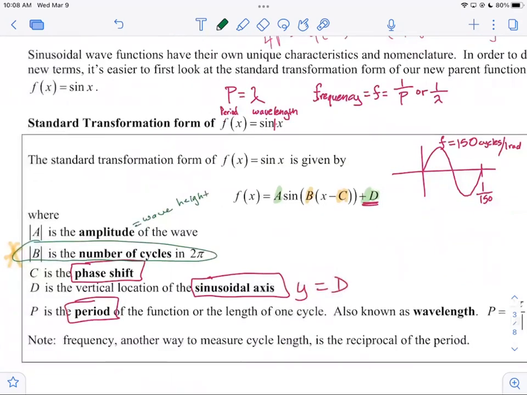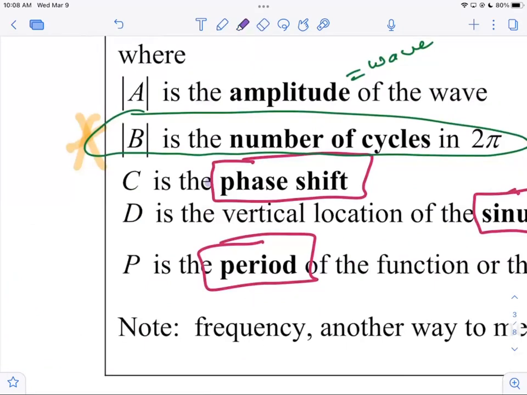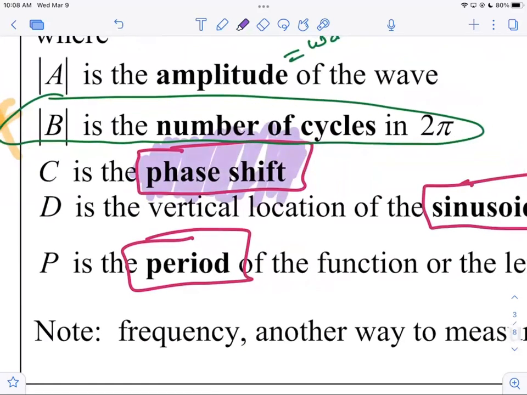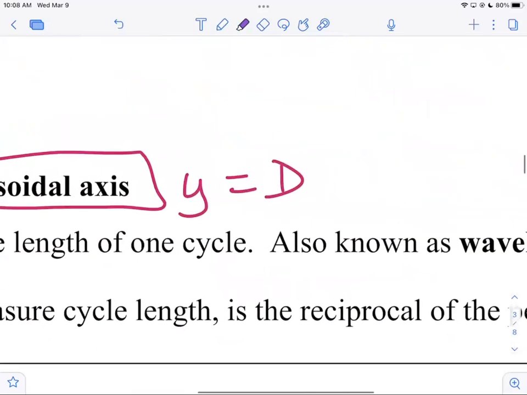All right, so C is still your horizontal shift, but we call it the phase shift. We talked about that yesterday, like the moon waxes and wanes, and we call that the phases. So if you hear phase shift, that's a horizontal shift. D is still your vertical shift, but it's also the location of your sinusoidal axis. Your sinusoidal axis is always going to be at y equals D. And that's important because when we start sketching these, that's one of the first things that we plot. We put our sinusoidal axis in first because it's going to be our frame of reference. And once we have that established, then we can go up A to the high point and down A to the low point, okay? So y equals D.